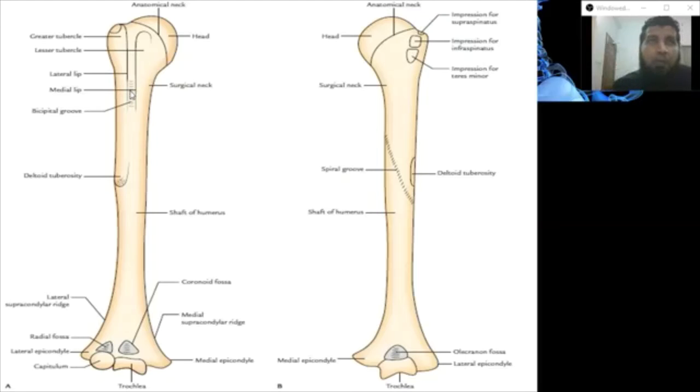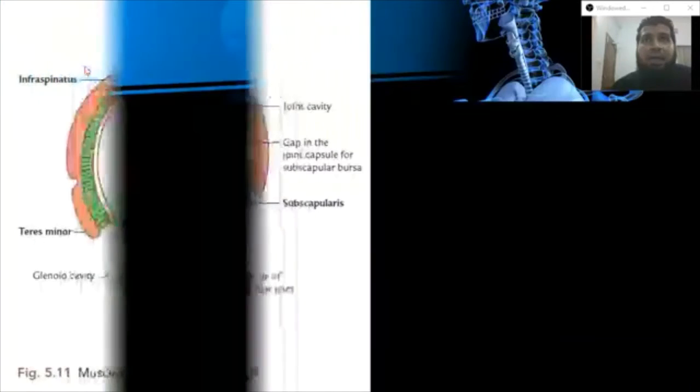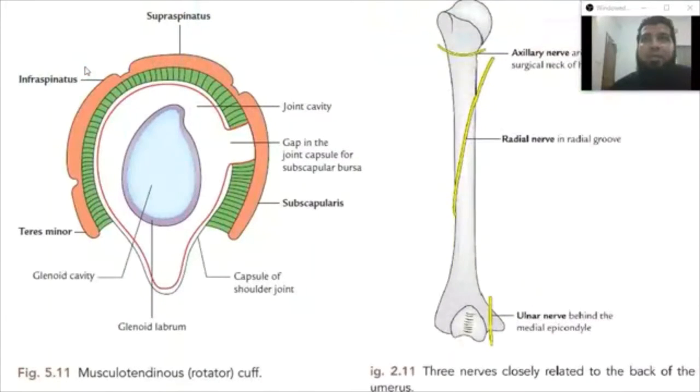At the level of surgical neck, the axillary nerve is related, and at the shaft there is the radial groove. Here the radial nerve is related, and just behind the prominent medial epicondyle, the ulnar nerve is related. So if the surgical neck is fractured, the axillary nerve will get damaged.